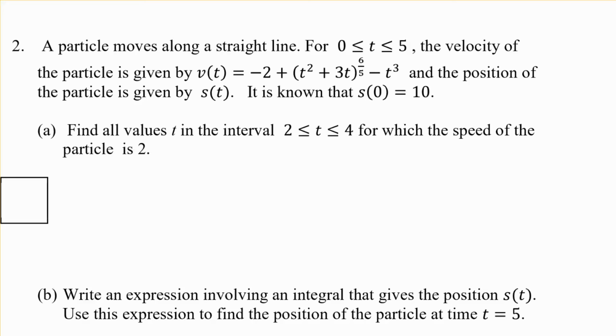All right, taking a look at chapter 5, number 2. A particle moves along a straight line. So when we say particle, we just say you're driving a car or you're walking north and south. From 0 to 5, the velocity of the particle is given by this function, and the position of the particle is given by s of t.